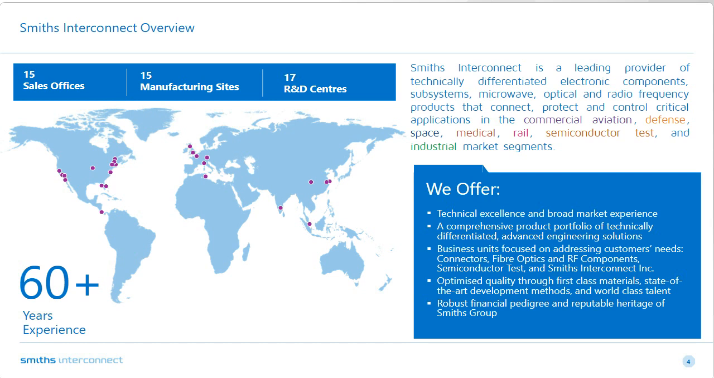We have got subsystems, microwave, optical, and radio frequency products that ultimately connect, protect, and control critical applications in whether it is commercial aviation, defense, space, medical, rail, semiconductor, test, and industrial market segments. We have over 60 years of experience, and on the global map that you see, we have over 15 sales offices around the world, 15 manufacturing sites manufacturing the products that we offer in our portfolio, and 17 R&D centers.